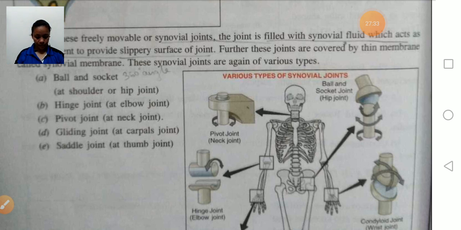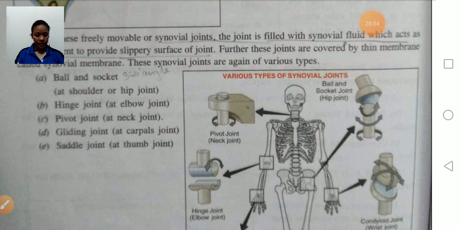The pivot joint provides you rotation movement. Next is the gliding joint. The gliding joint is present at the carpal joints, in the hand.